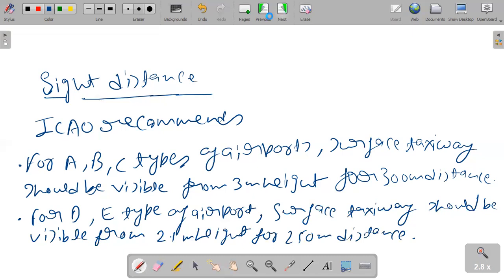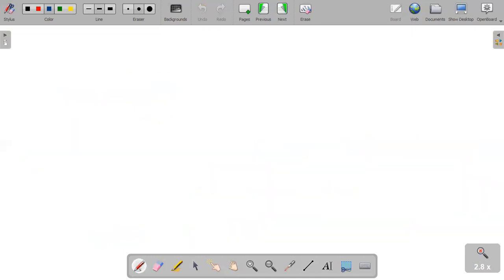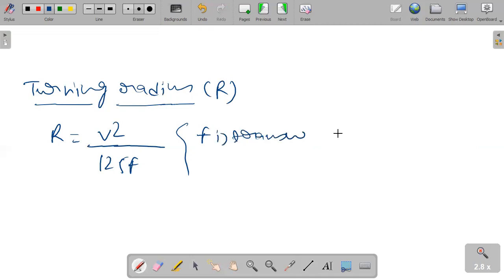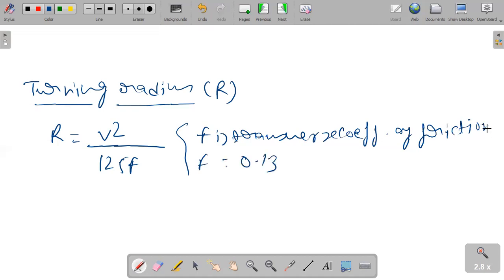Let's move on to the next thing, which is turning radius. We have a formula for this: R is equal to V square upon 125 F, where F is the transverse coefficient of friction, and generally we assume its value to be about 0.13. Okay, so this is the formula for turning radius.